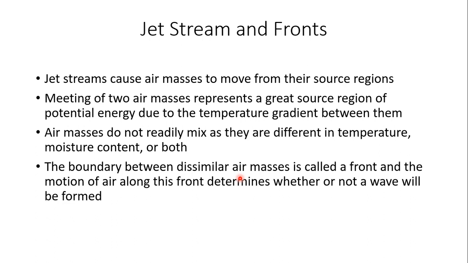When you get a meeting of two air masses, that's going to represent a great source region of potential energy due to the temperature gradient, or difference, between the air masses. Air masses do not readily mix as they are different in temperature, moisture content, or both. So when we talk about various air masses, we have to look at the temperature and the moisture distribution throughout the air mass. And that will definitely have an impact as far as your density differences across a front. The boundary between dissimilar air masses is generally called a front, and the motion of air along the front determines whether or not a wave or area of low pressure will be formed along it.